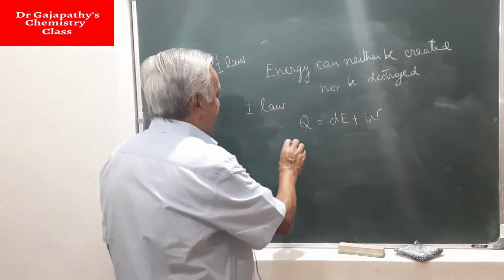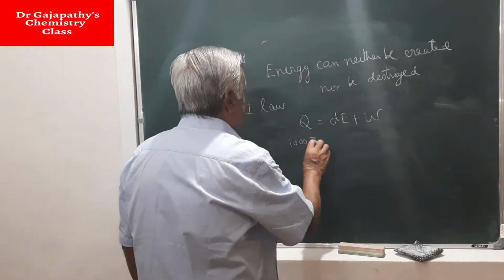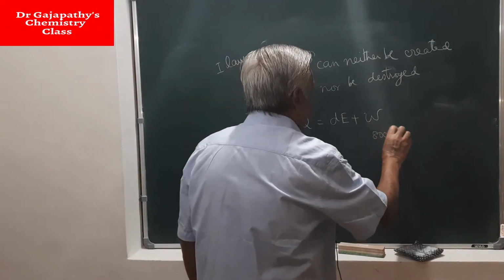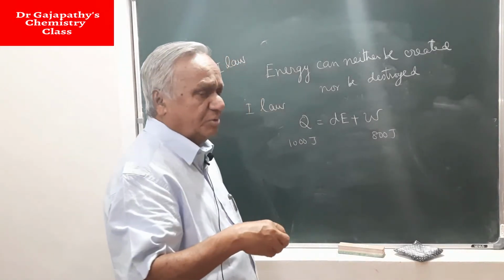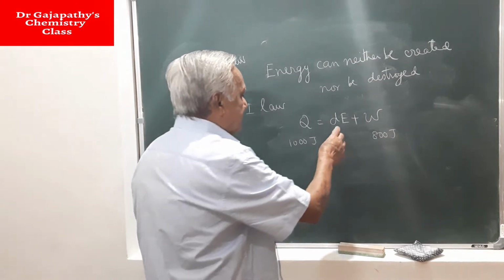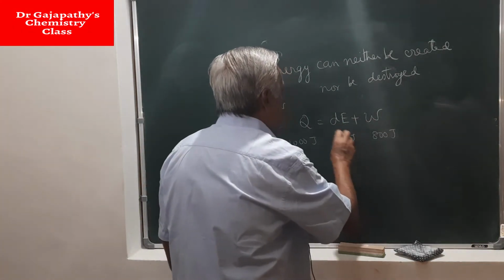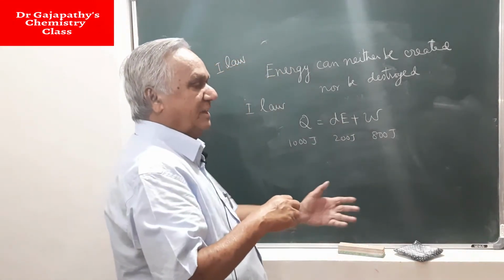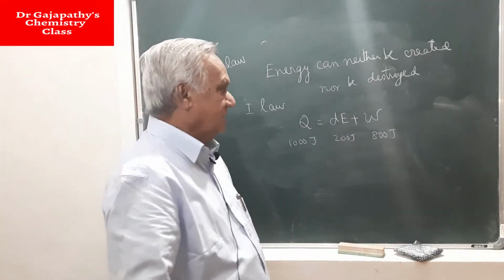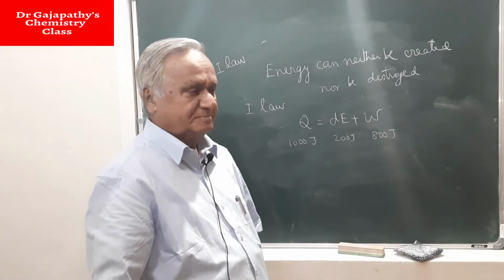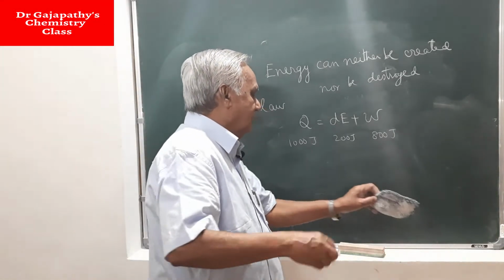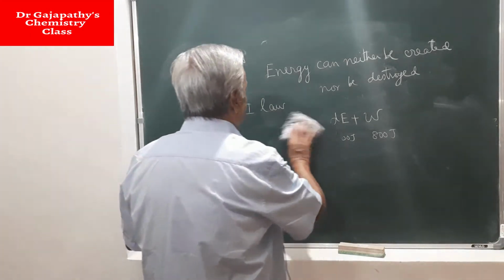Suppose I have supplied 1000 joules of heat. The work done by the system is only 800 joules. The remaining 200 cannot disappear. It would have increased the internal energy of the system. So there should be energy equivalence. That's the information given by the first law of thermodynamics. How to calculate these quantities, W, dE, etc.? Let us look into that.